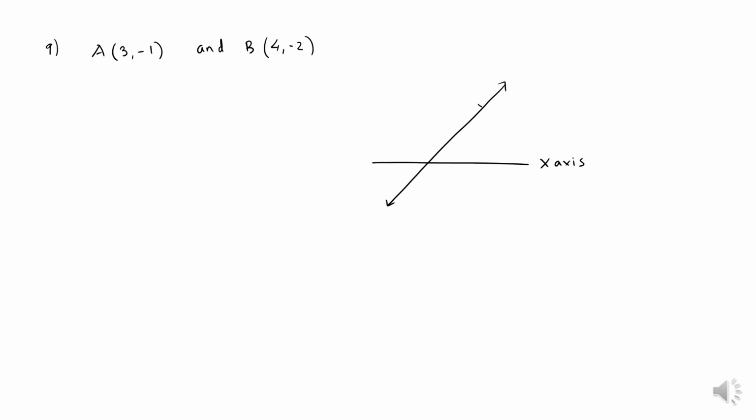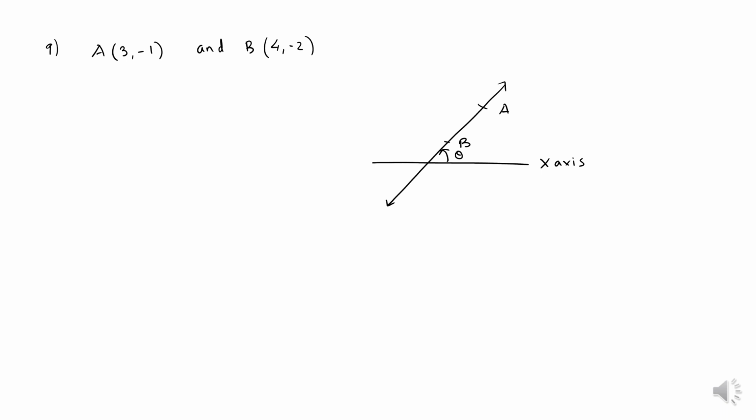Next, question number 9. Find the acute angle between the x-axis and the line joining the points A (3, -1) and B (4, -2). I'll read the question again. Find the acute angle between the x-axis, suppose this is my x-axis, and the line joining the points AB. Suppose AB is like this. I'm just drawing a rough diagram. This is my AB. So I want to find the acute angle between the line and the x-axis.